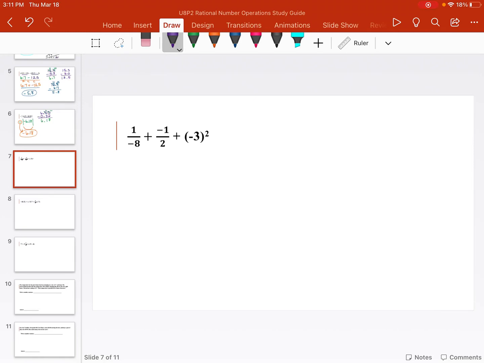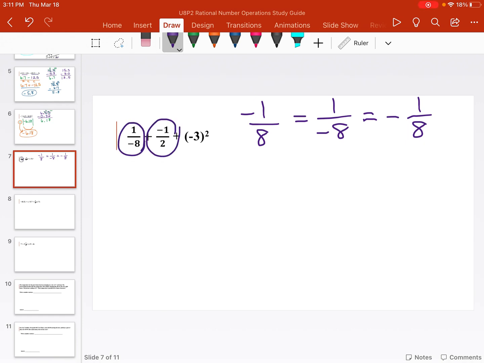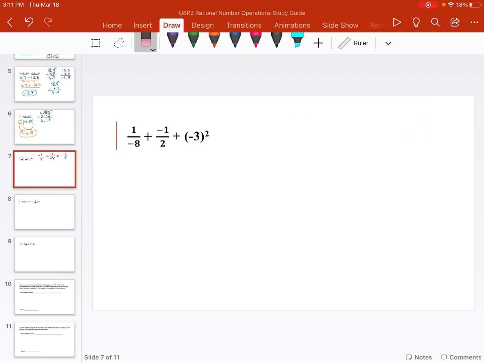Clarify something about these fractions real quick. So negative 1/8 can be written like this, with the negative attached to the 1, the negative attached to the 8, or the negative right out in front of it. All of these are equal to each other. They all mean the same thing. You can just kind of move that negative sign around. So this is just a negative 1/8. This is just a negative 1/2. Don't let it confuse you that it's got the negative signs in different places.